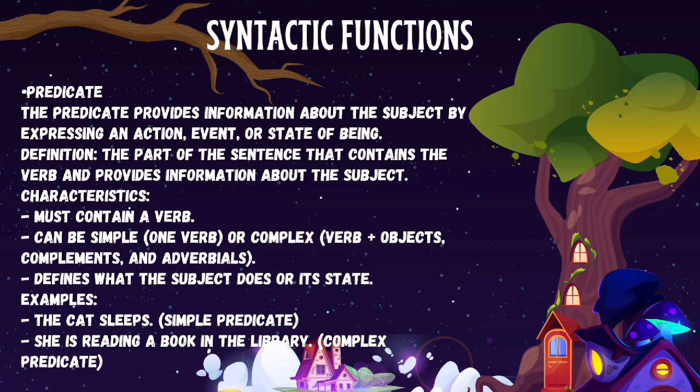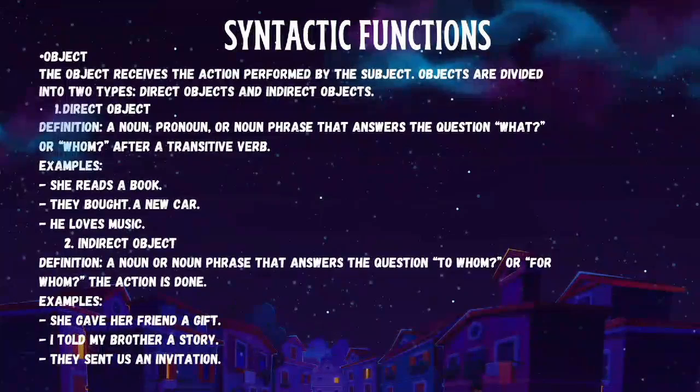Complex predicate. Object. The object receives the action performed by the subject. Objects are divided into two types: direct objects and indirect objects. 1. Direct object. Definition: a noun, pronoun, or noun phrase that answers the question what or whom after a transitive verb. Examples: She reads a book. They bought a new car. He loves music.